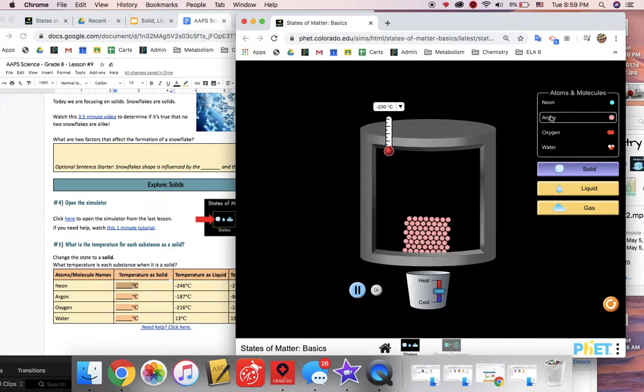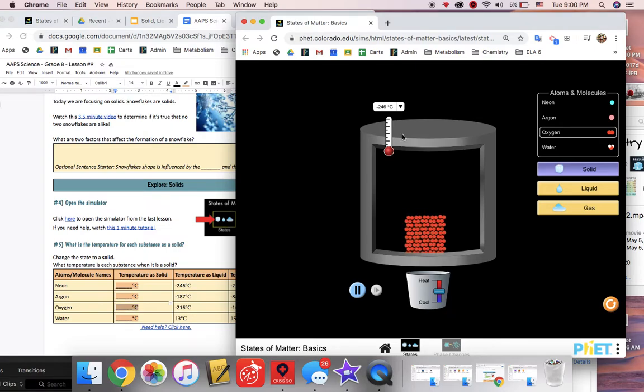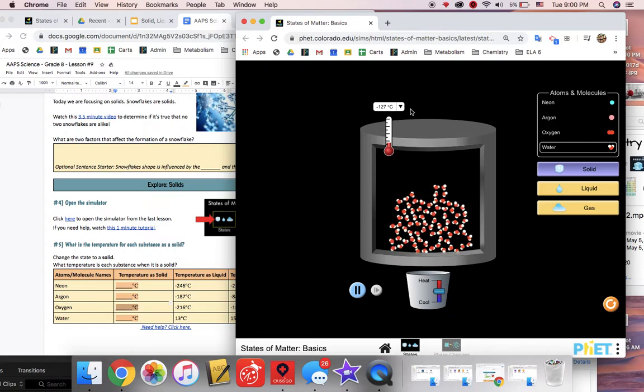Next, argon. The temperature when argon is a solid is negative 230 degrees Celsius. Next, oxygen. The temperature when oxygen is a solid is negative 246 degrees Celsius. I guess that explains why we never see oxygen as a solid. That's pretty cold. Last, water. Water turns into a solid at negative 127 degrees Celsius.